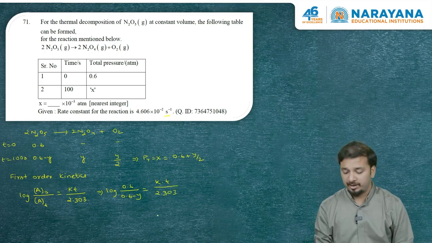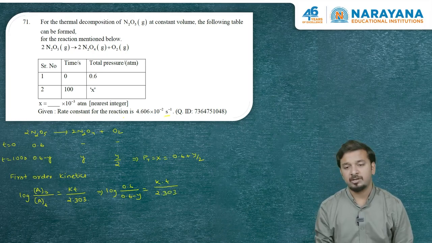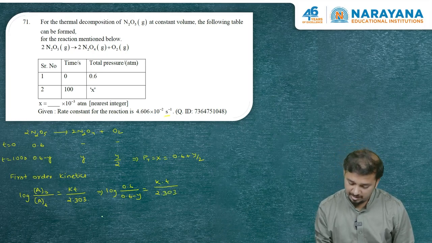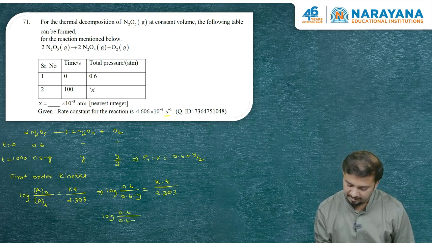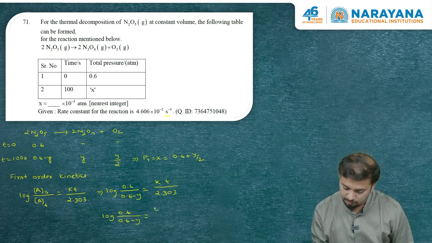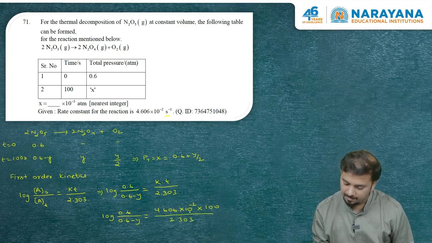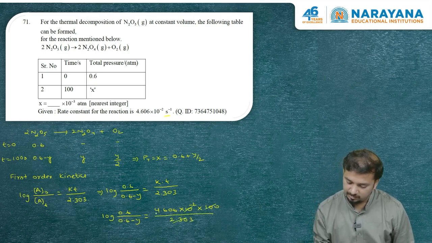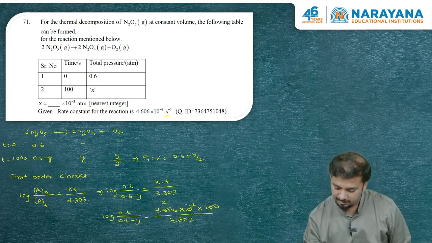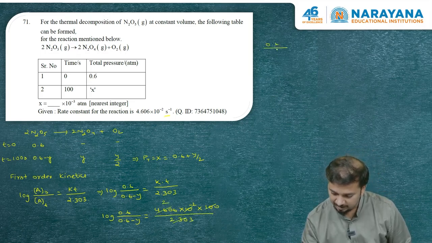See, now in this case, if this given rate constant is effective K for this reaction, then we'll get log of 0.6 upon 0.6 minus y, that is equal to 4.606 into 10 raised to the power minus 2 into time is 100 divided by 2.303. So this is cancelled out. This will become 2. So we'll get 0.6 upon 0.6 minus y, that is equal to 10 raised to the power 2, which is 100.